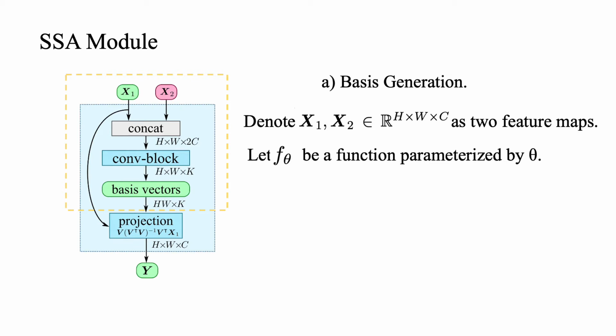Let f theta be a function parameterized by theta. So we can obtain the basis matrix V. We implement the function f theta with a small convolutional network. We first concatenate X1 and X2 along the channel axis as X, then feed it into a shallow residual convolutional block with k output channels.